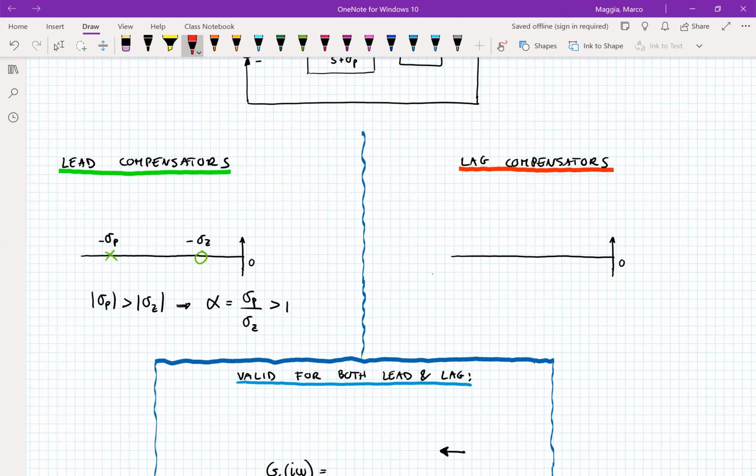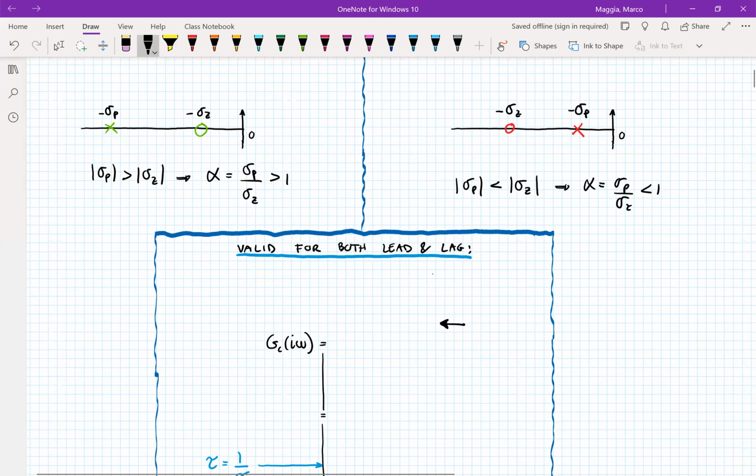It's the other way around if we consider lag compensators. We have the pole that is closer to the imaginary axis, and then we have the real zero that is to the left of it. So in this case, sigma p in absolute value is less than the absolute value of sigma z. Therefore, the ratio alpha is less than 1. So these are things that we already know.